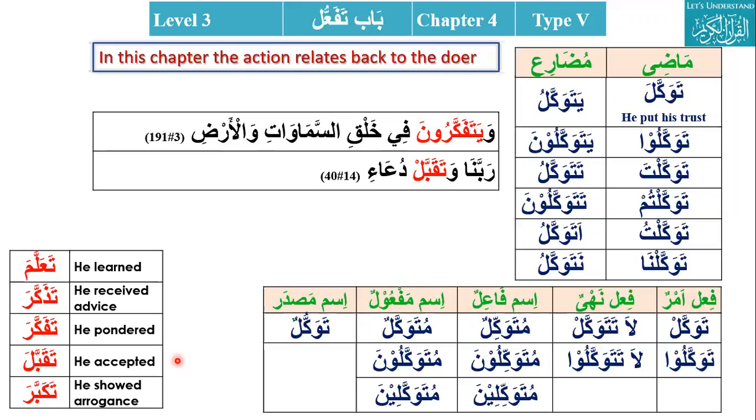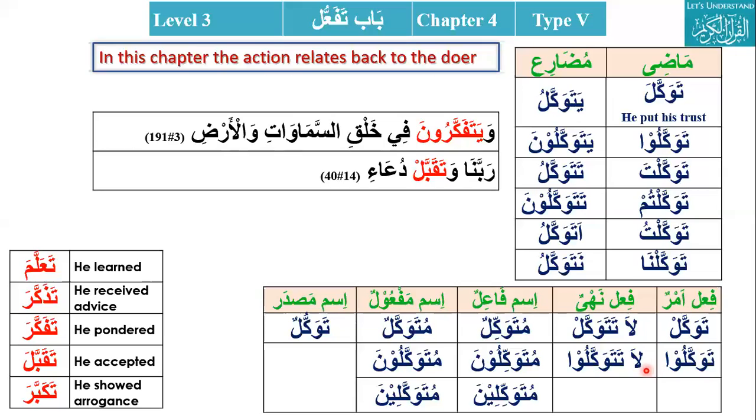So next word we will take taqabbala. I would ask Abir. Taqabbala means he accepted. Taqabbala, taqabbalu, taqabbalta, taqabbaltum, taqabbaltu, taqabbalna. Yataqabbalu, yataqabbaluna. Tataqabbalu, tataqabbaluna. Ataqabbaluna, taqabbalu, taqabbul, la tataqabbal.